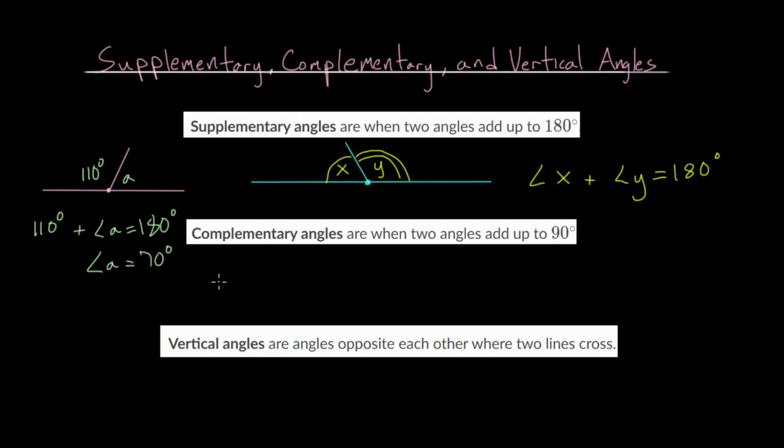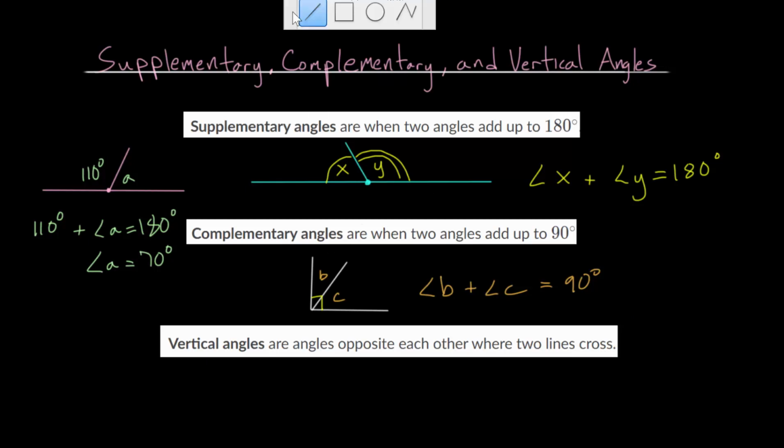Now, complementary angles are when the two angles add up to 90 degrees. So this is when you have some right angle that is split into two other angles. So let's say this is a right angle and it's split in some way. So we could mark that this is a right angle. We can use a little corner or a box for that. And let's call this angle B and angle C. So complementary angles, we have that angle B plus angle C is equal to 90 degrees. So they add up to a right angle.